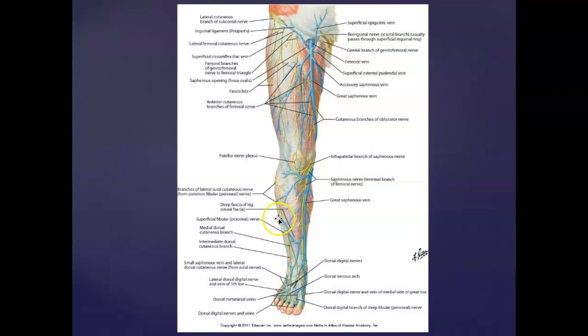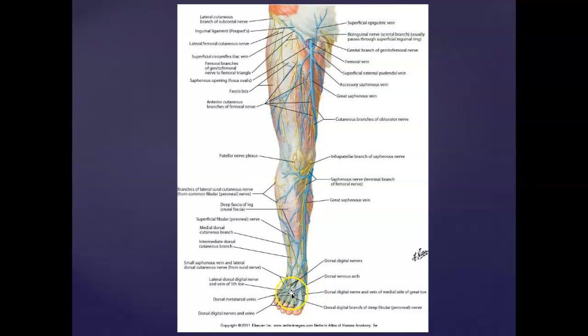It's got many tributaries entering into it as it helps drain. It enters into the femoral triangle, which we'll learn about right here in a little bit, as the femoral artery and femoral nerve exit this area. The femoral vein is going to come back up into there.